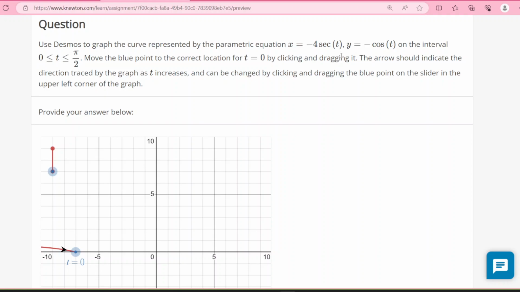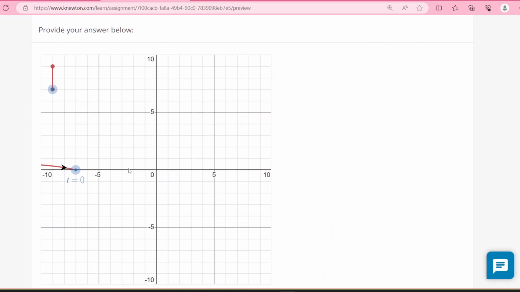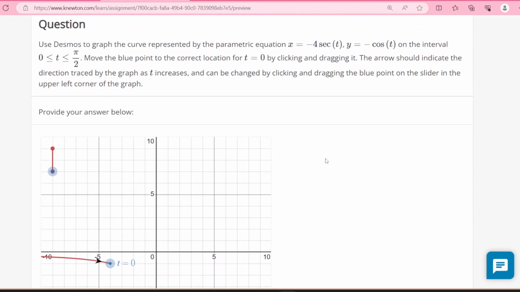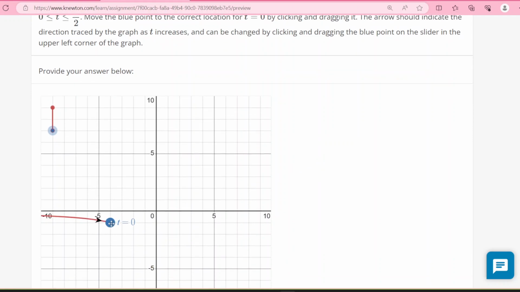So we start at -4 and then -1, right? Cosine 0 is also 1. So we'd be starting at the point -4, -1. All right, so I'm going to move this blue point here when t equals 0 to -4, -1. That's that point there. And then as t increases from 0 to pi over 2, I would imagine it would go outward from there. So I'm going to change this to this, right?